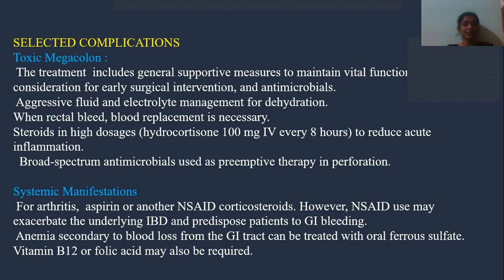And then if there is severe rectal bleeding, or any bleeding rectally, then blood replacement should be given. And then steroids should be given in high dosages in order to reduce acute inflammation. If there is acute inflammation, immediately we have to give steroids by the IV route, that is hydrocortisone 100 mg IV every 8 hours. That means we can give it 3 times in a day.